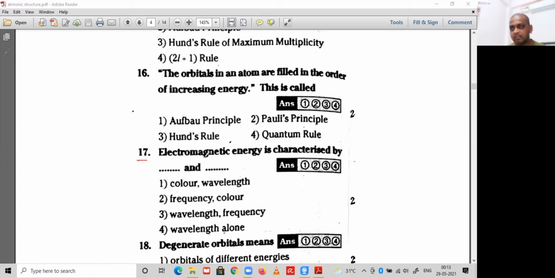Coming to the 17th question, electromagnetic energy is characterized by wavelength and frequency. Option 3 is the correct option. It is a standard bit.